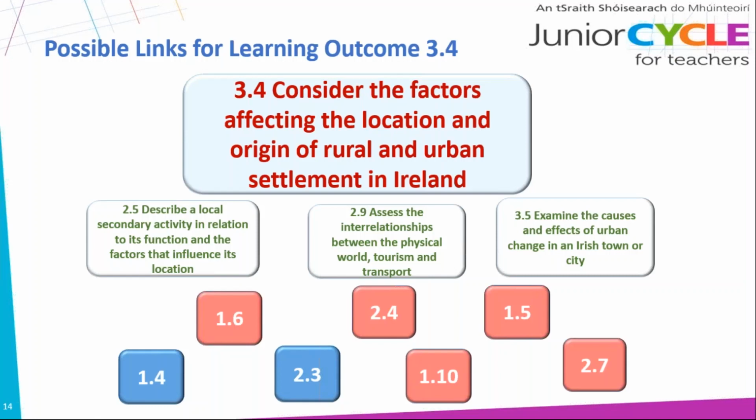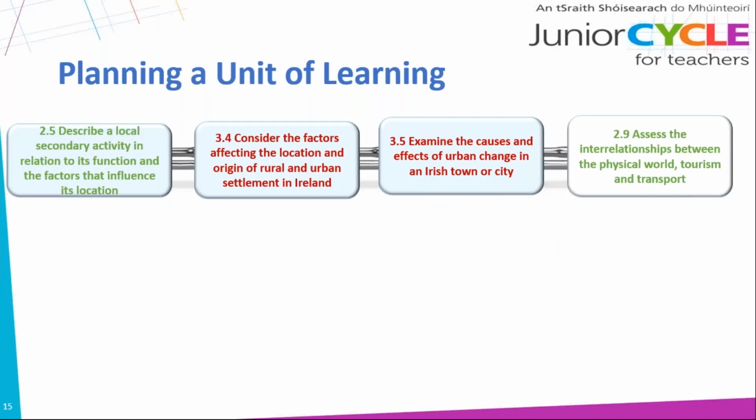These are just a few links we thought of. There are many more, and you might link them in different ways to how we did. What you see on your screen are 4 learning outcomes. You can see the integration of strand 2, exploring how we interact with the physical world, and strand 3, exploring people, place, and change. Throughout this webinar, we will focus on 3 learning outcomes in the blue boxes.